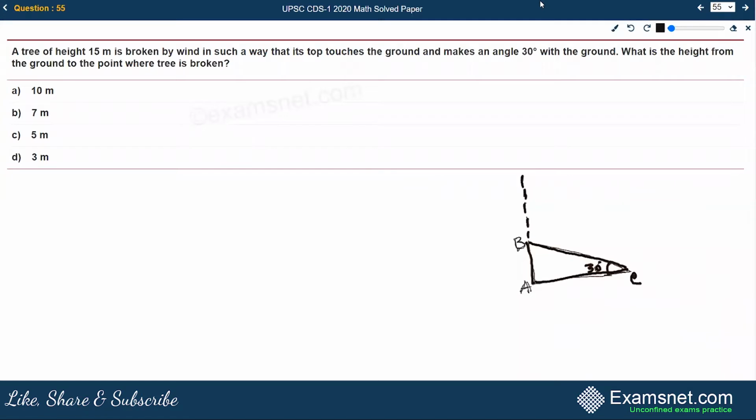In question number 55, it is given that a tree of height 15 meters is broken by wind in such a way that its top touches the ground and makes an angle of 30 degrees with the ground. What is the height from the ground to the point where the tree is broken? I have already drawn the figure. So here AD is the tree, which is broken at point B and touches the ground at point C. So it makes a 30 degree angle. AD is 15 meters.